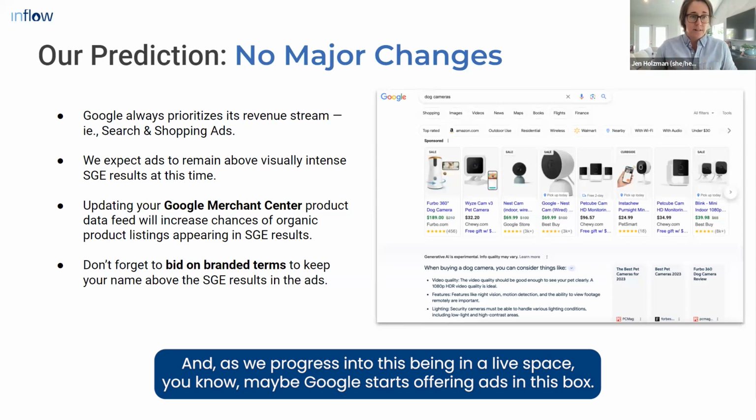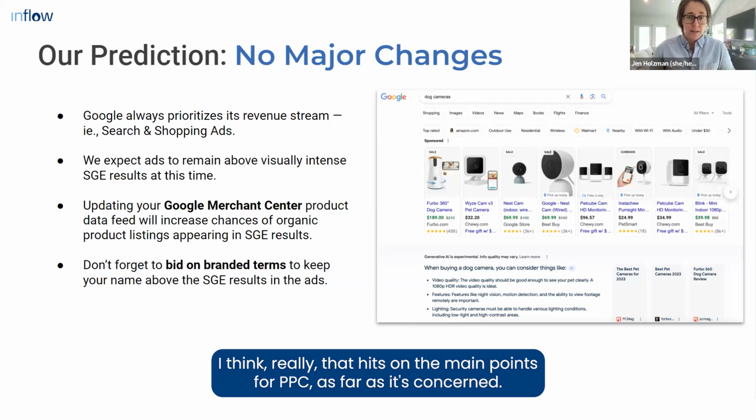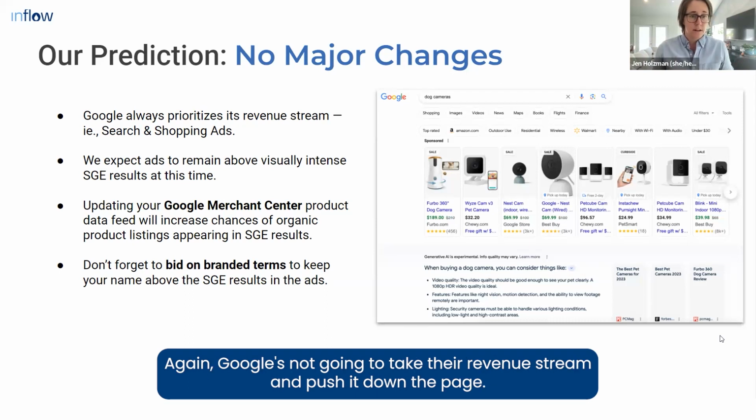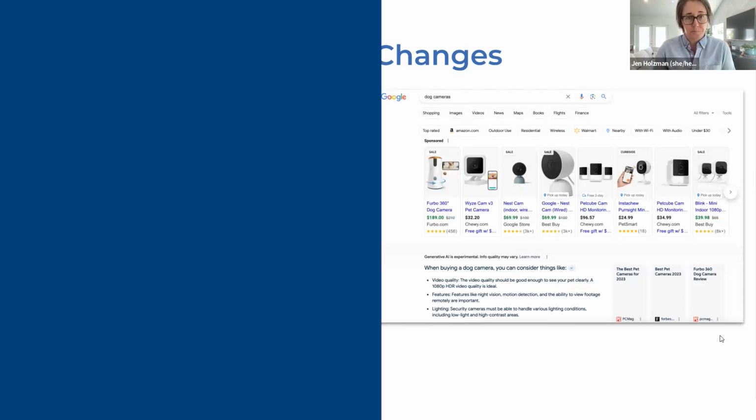And as we progress into this being in a live space, maybe Google starts offering ads in this box. So you want to be prepared with having your products up and ready to go there. I think really that hits on the main points for PPC as far as it's concerned. Again, Google's not going to take their revenue stream and push it down the page. So really this is about just making sure that you've got a strategy to stay up there and be visible.